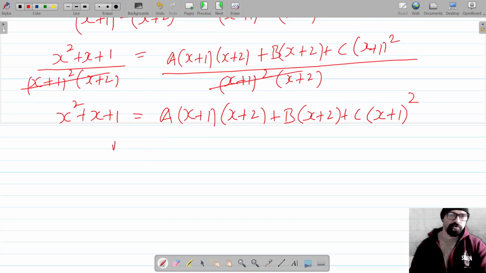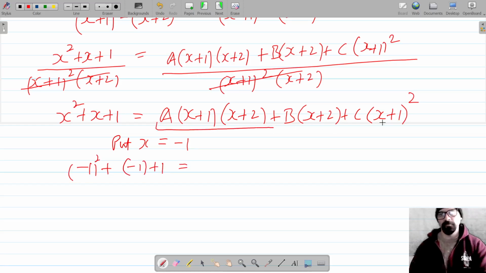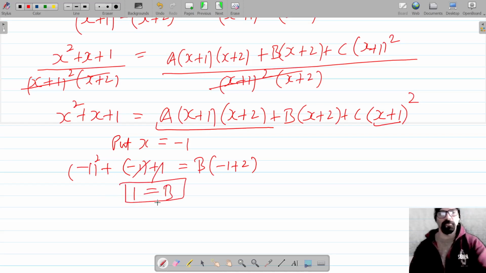Okay, if I put x equal to -1, then (-1)² is 1, and here it's (-1)² plus (-1) plus 1. This reduces to 0. This also reduces to 0, and we are left with b into (-1 + 2), which gives me 1 is equal to b. So b is equal to 1. So the value of b is 1.